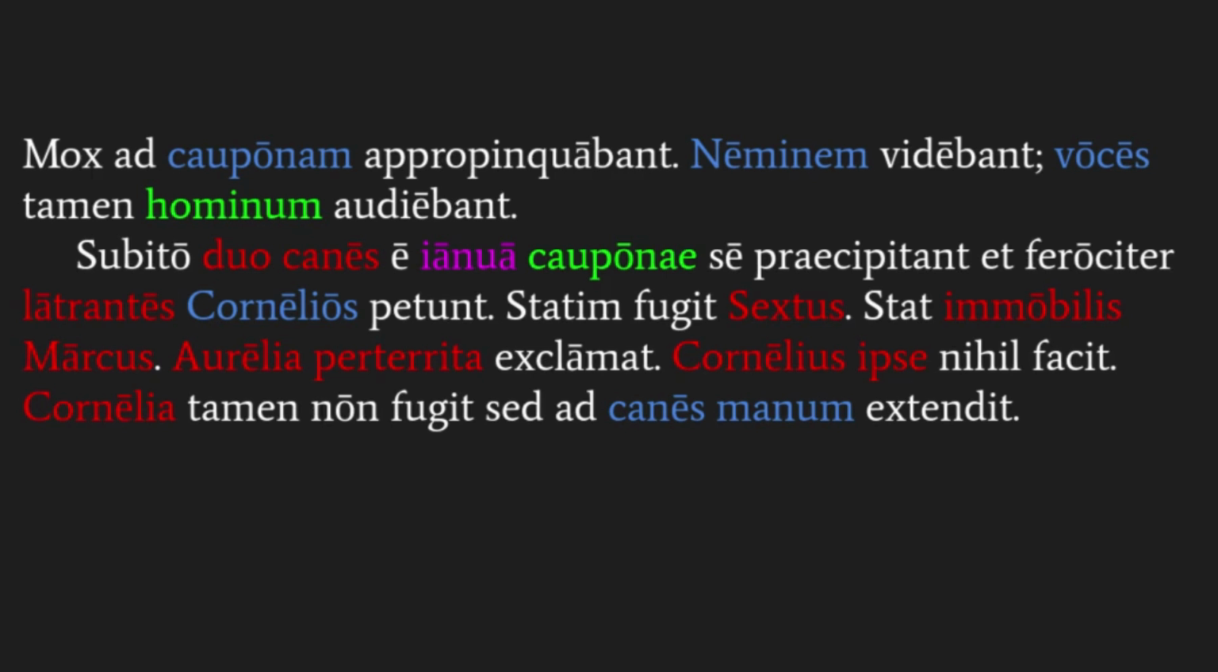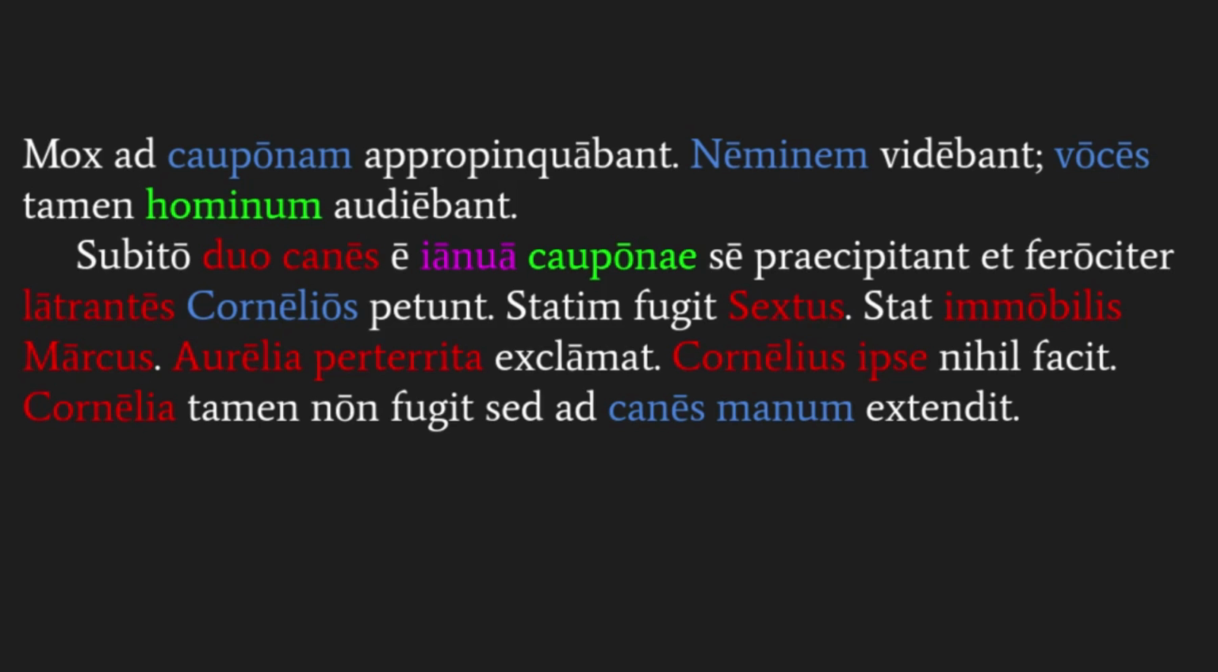Subito, duo canes, e janua cauponae se praecipitant et ferociter latrantes Cornelium petunt. So suddenly, subito, we have a change in the action. And you'll notice, by the way, that whenever you have suddenly, it's flipping to the present moment. So you're going to see the verbs go from imperfect, like audiebant at the end of the first paragraph here, to present tense. So suddenly, right? Se praecipitant.